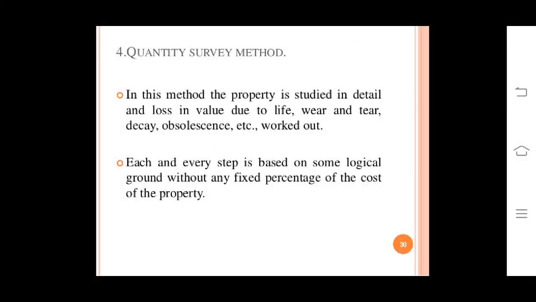The next method is the quantity survey method. In this method, the property is studied in detail and the loss in value due to life, wear and tear, decay, obsolescence, etc. is worked out. Each and every step is based on some logical ground, without any fixed percentage of the cost of the property.